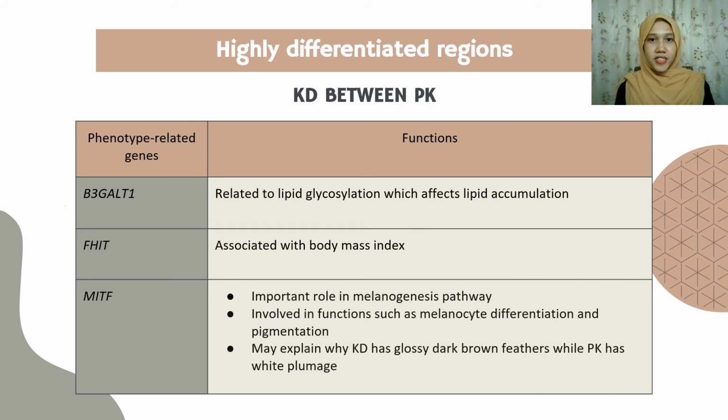A differentiation analysis was also conducted to discover what makes the difference among KD, PK, and MD breeds, and they have identified several candidate regions covering highly differentiated SNPs with respect to KD versus PK and KD versus MD. In the highly differentiated regions between KD and PK, they found several phenotype-related genes such as B3GALT1, FHIT, and MITF. Their functions are as follows.